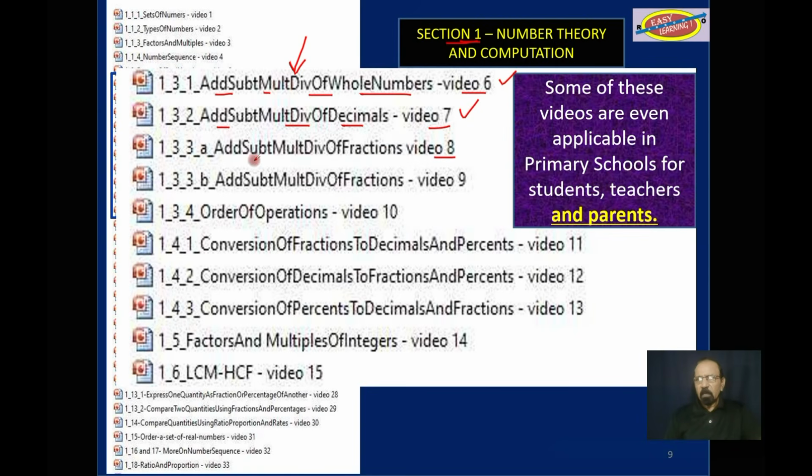Video 8, addition and subtraction of fractions, and video 9, multiplication and division of fractions. Work done in grade 5 and 6. And you have the rest of this section 1, which is essentially work that should be done in the primary school, like LCM and HCF and so on. Remember, there are 33 such videos in section 1 from the CSEC syllabus.